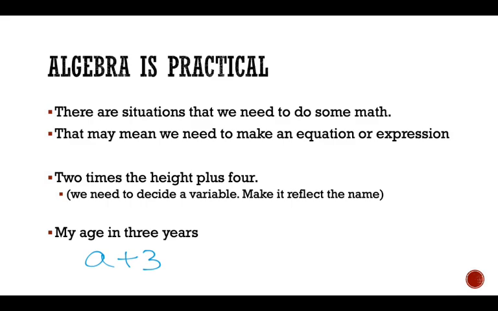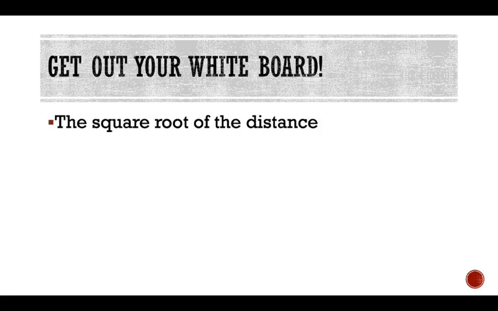All right, so get your whiteboard out. I'm going to give you one, and I'm going to have you try to do this. You ready? The square root of the distance. You need to get a variable, and the variable should be something that relates to it. The square root of distance. Raise your hand if you have something. D. Me too. We don't know a variable, and it seems logical to put D for the distance.